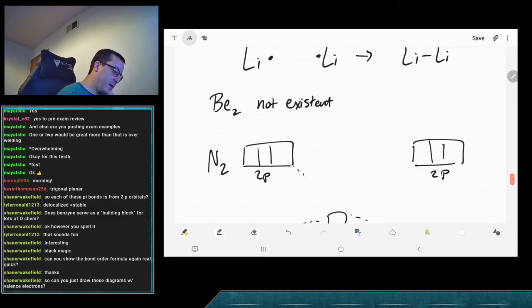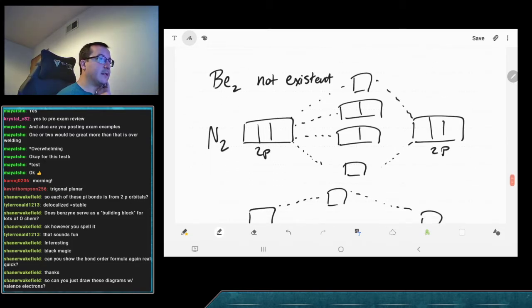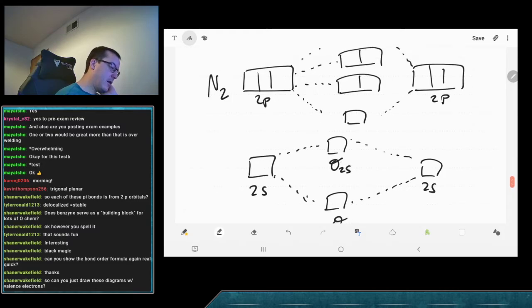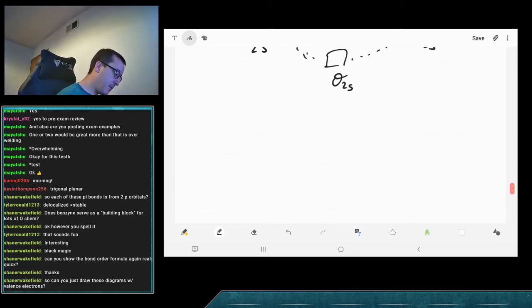With p orbitals, we're going to get something interesting happening here. We're going to see that this is what we end up getting. This of course is the sigma 2s here. If we think about p orbitals, I'm sorry, I've gone ahead of myself again. I get too excited. P orbitals.